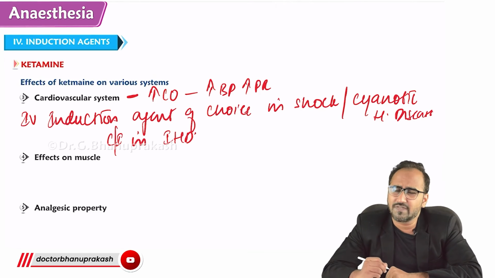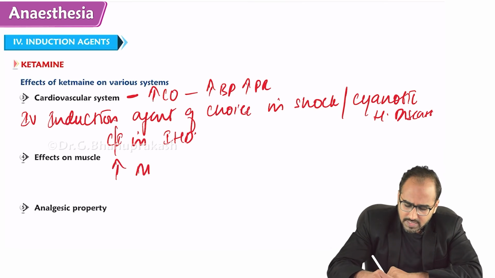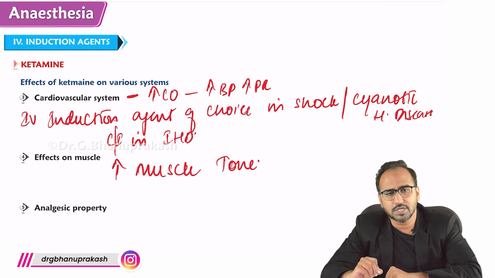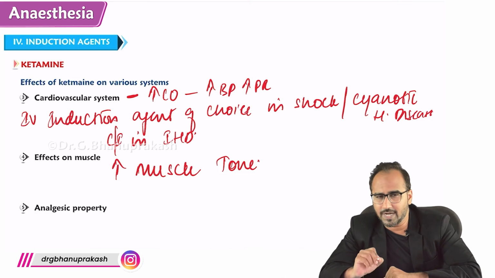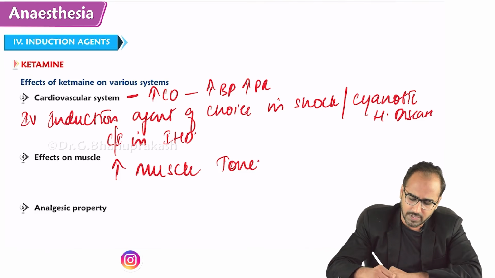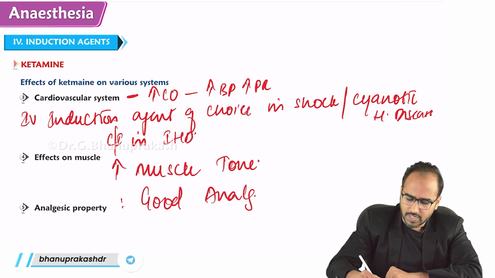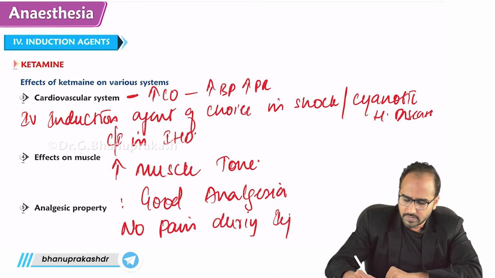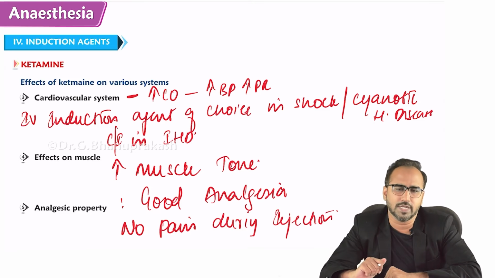What is the effect of ketamine on muscle? Ketamine increases the muscle tone. Last is the analgesic property, guys. Is it a friend or an enemy? It is a friend. Ketamine produces good analgesia, and there is no pain during injection.